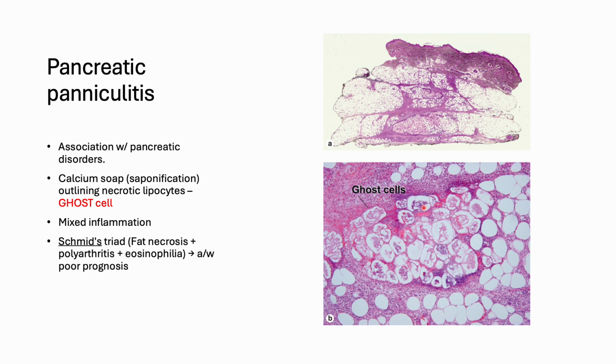There is another triad, and in your board exam, they like those triads or syndromes, those terminologies. So I hope the fourth years can remember there is a Schmidt triad, including fat necrosis, polyarthritis, and eosinophilia. If you see that triad, it usually means a poor prognosis.